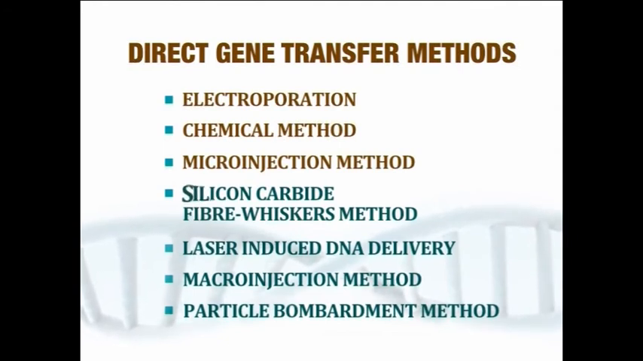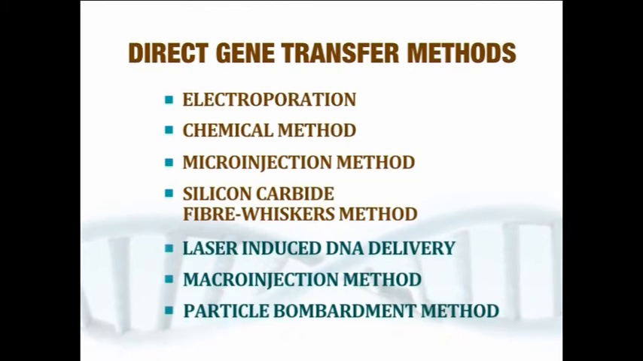We will have the silicon carbide fiber whisker method. The method is very simple, with no specialized equipment required to perform the transformation experiment. Plant materials such as cells in suspension culture, embryos, and embryo-derived calli are incubated in a buffer containing DNA and silicon carbide fibers, and the mixture solution is vortexed rapidly.